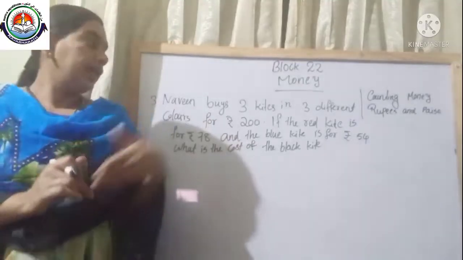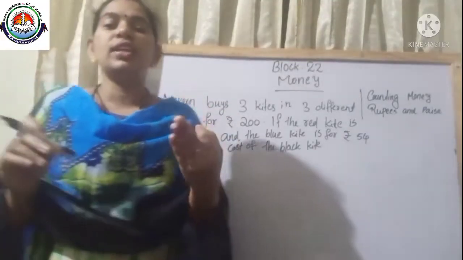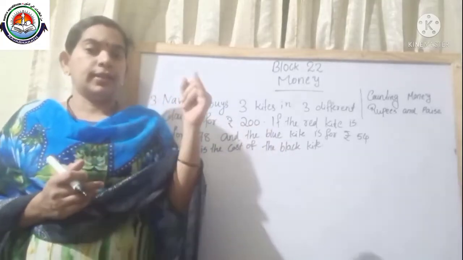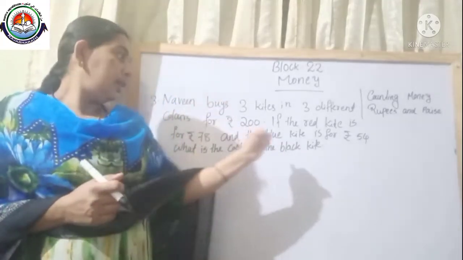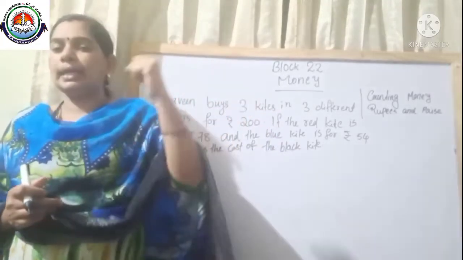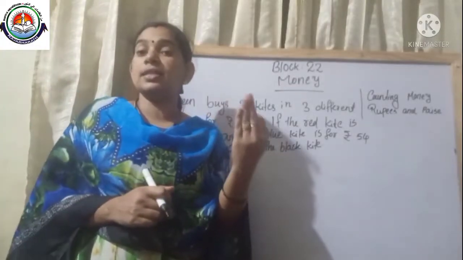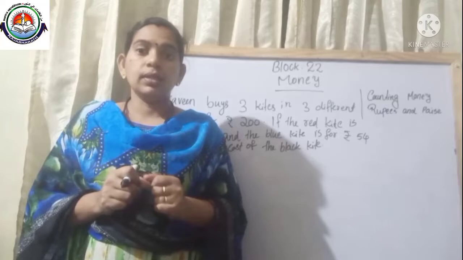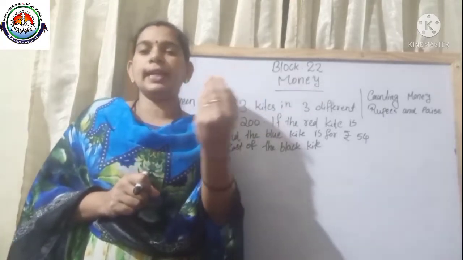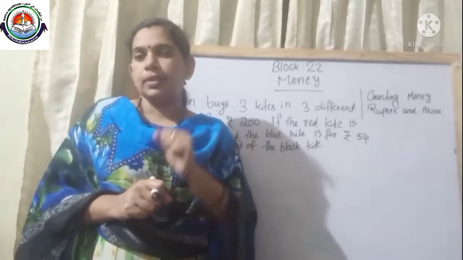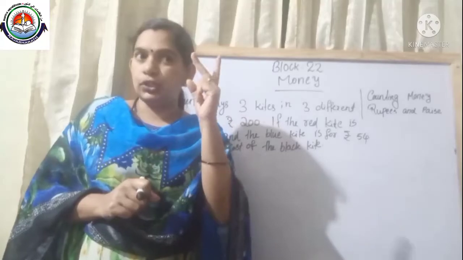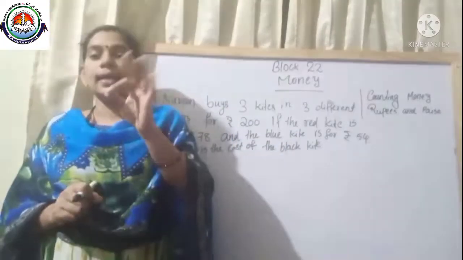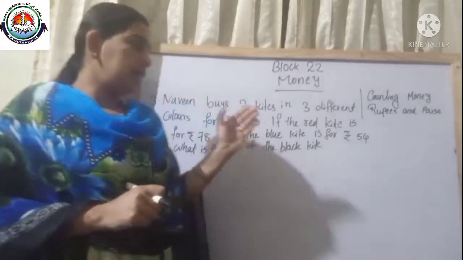Okay, dear children, here Naveen buys 3 different colors of kites. Which are the kites here? Red color, blue color and black color. The amounts are also different. The total cost of the kites is 200 rupees. Two kites' amounts are given. You want to find the third kite's amount. So this is a story problem.